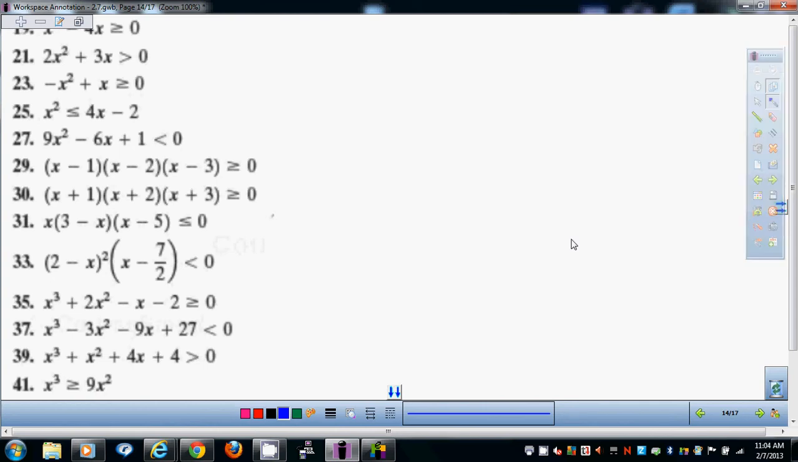Let's make that equal to 0. 7/2. Let's make this equal to 0. Twice. 2. Twice. Which means, what do you think is going to happen around the 2 on the number line? It's either going to be check, check, or x, x. It's not going to change.